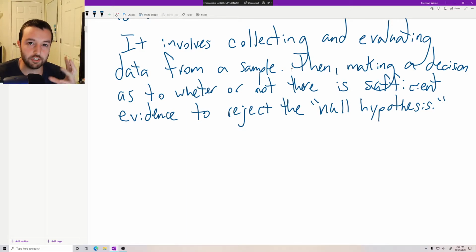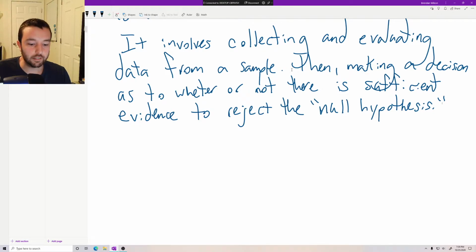But I think this definition kind of encapsulates why this is such an important section. It involves collecting and evaluating data from a sample, then making a decision as to whether there is sufficient evidence to reject the null hypothesis. What this is kind of suggesting is that it's like bringing everything we've done so far together, which it is, right? This is the thing we've been building up to. You can imagine how useful this idea is.